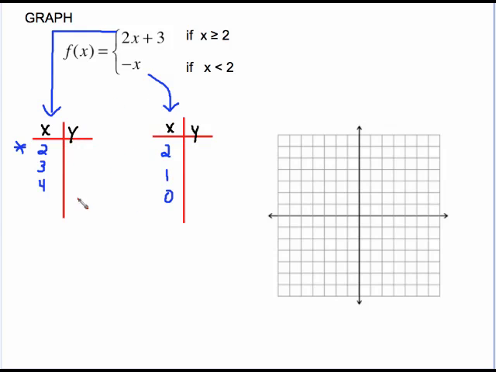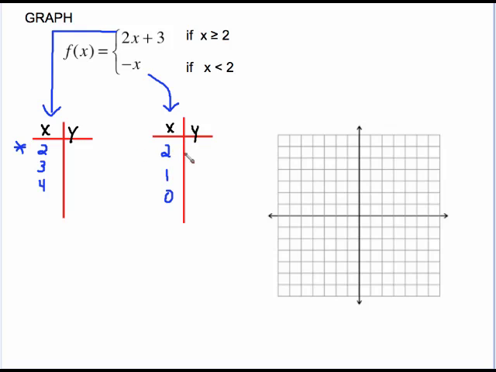To graph this, your best bet is just to use your old t-chart and pick your numbers, but you pick your numbers based on this information here. This says x greater than or equal to 2. So I'm going to use 2, 3, 4. I could use 5, 6, 7, etc. if I needed to. The reason I have a little star here on this 2 is because notice this says x is greater than or equal to 2. So that 2 really is going to be one of the numbers I plug in here and is part of my function.